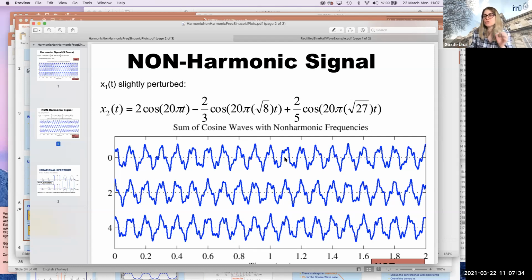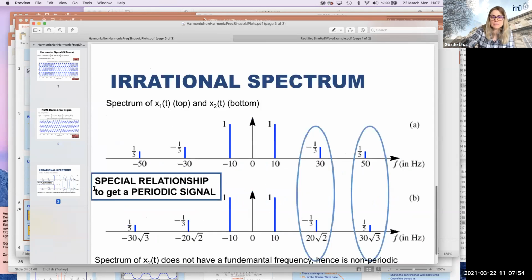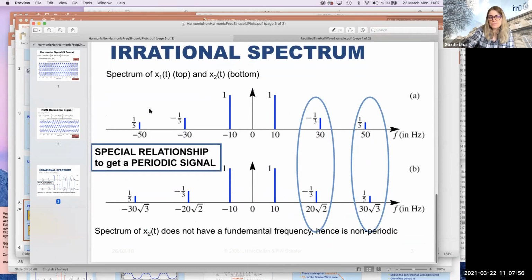Is it clear? So you see that finding that fundamental frequency and finding its multiples in the frequency components of the signal tells us the overall signal when added together is also periodic. If we can't find it, it's not periodic, okay? So let's look at the spectrum here. This is the spectrum of X1, the periodic one. You see we have components. We have a special relationship to get a periodic signal.